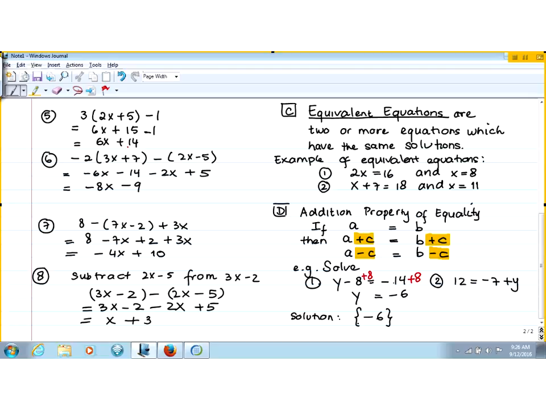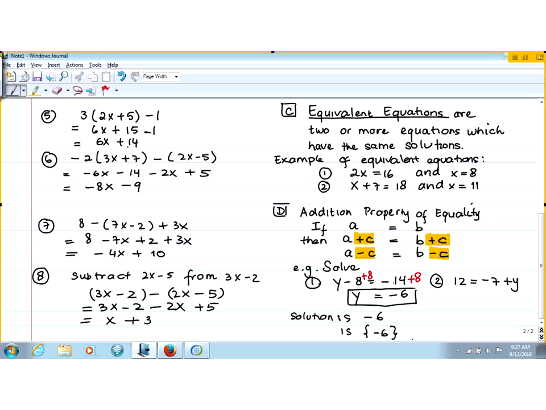All right. We usually write the solution in set notation. Remember what this curly bracket is for? Set, yes. So we usually write solution is negative 6, or you can say solution is negative 6 with the curly bracket. Now, is y equals negative 6 a solution? No, it is another equation. This y equals negative 6 is actually an equation.